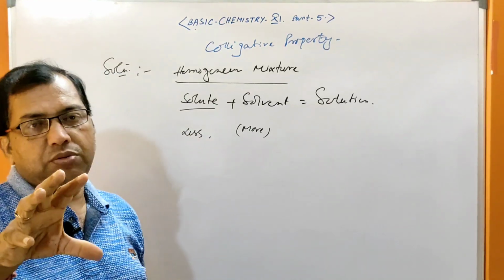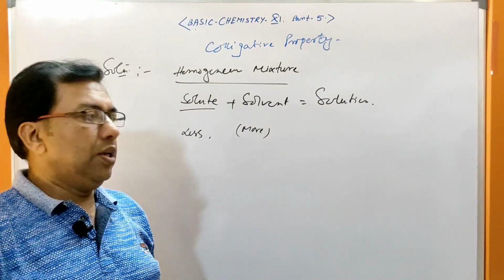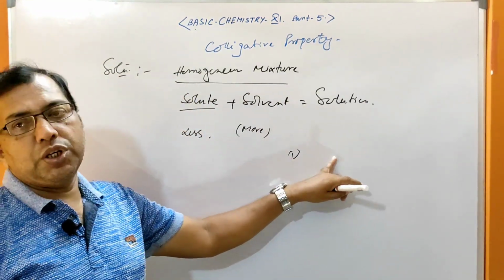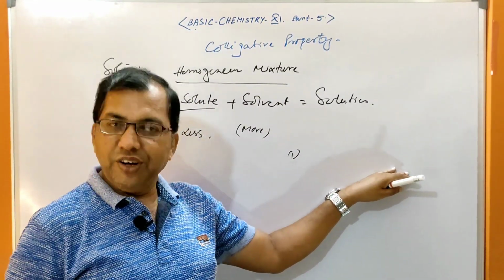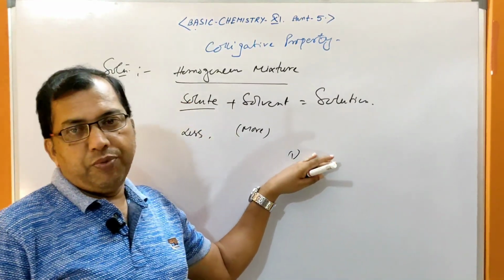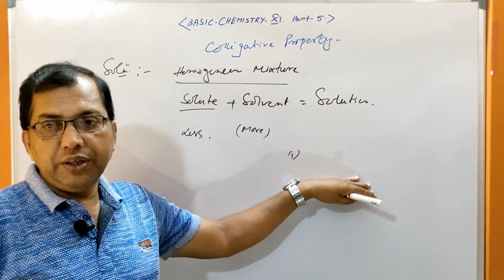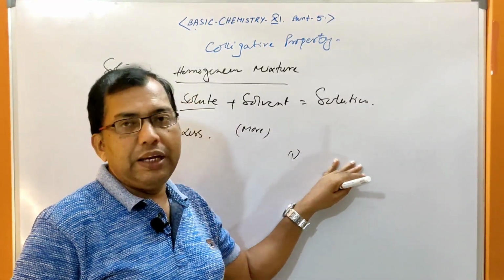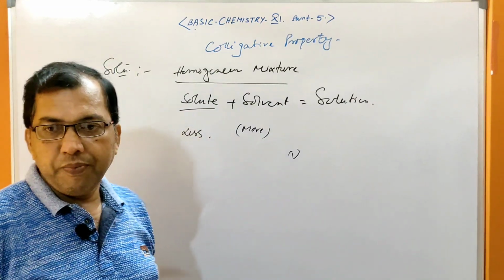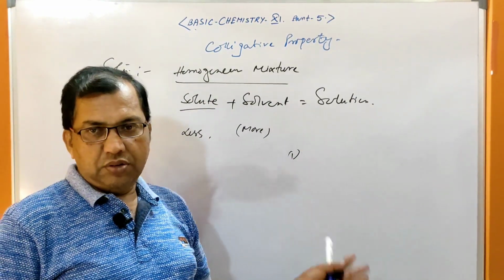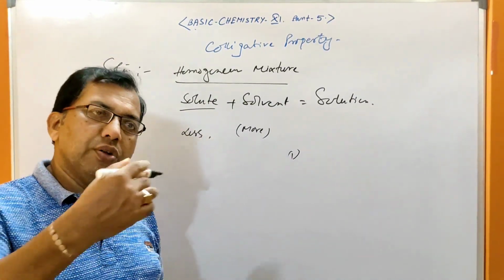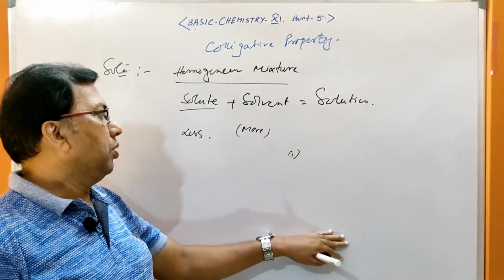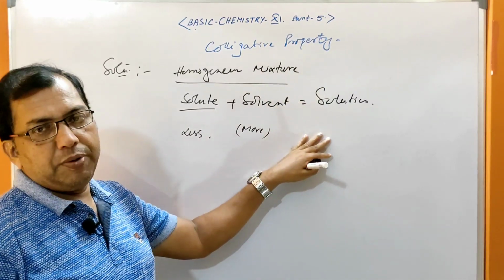Colligative property, very important thing, includes, number one, vapor pressure lowering, which I will discuss next. Very important: boiling point elevation, which will be discussed later, and freezing point depression and also osmotic pressure. Okay? These are the things on which colligative property depends.